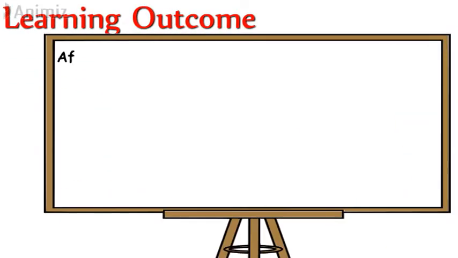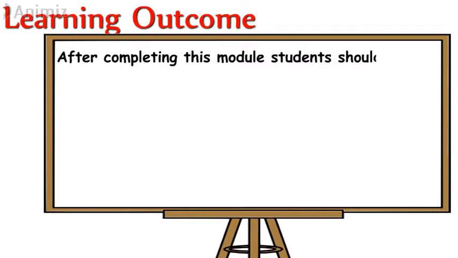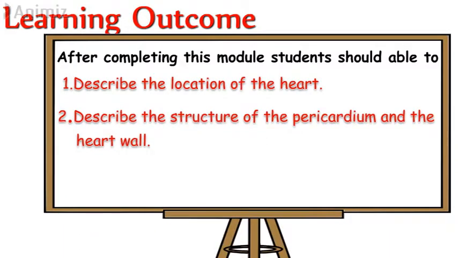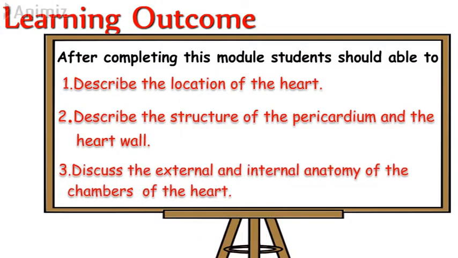Coming to the learning outcomes. After completing this module, students should be able to describe the location of the heart, describe the structure of pericardium and the heart wall, and discuss the external and internal anatomy of the chambers of the heart.